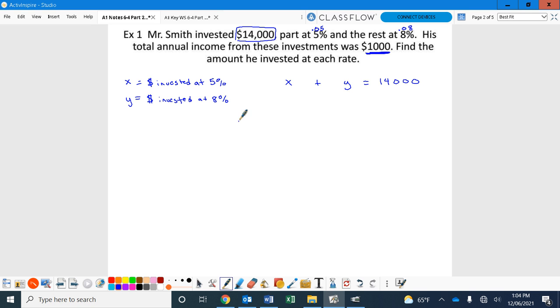So if you're going to multiply this times that percentage, it's going to now be a decimal. And how would you write that in front of the x? 0.05 and the x. Plus for the y, it's going to be this one, so it's going to be 0.08 and the y. And how much were his investments? What did he earn on that? $1,000.